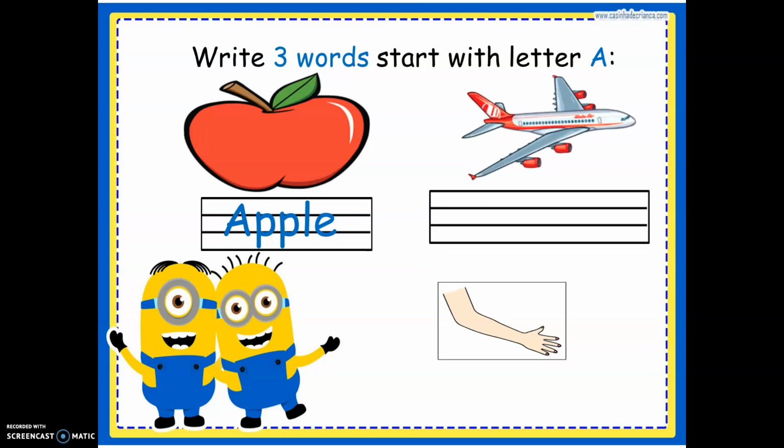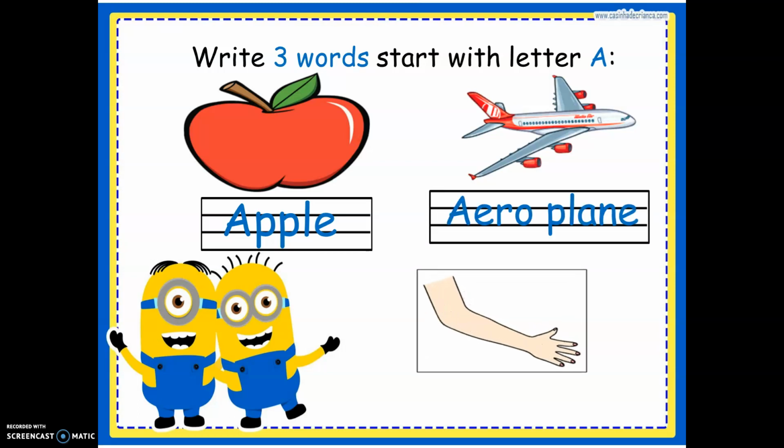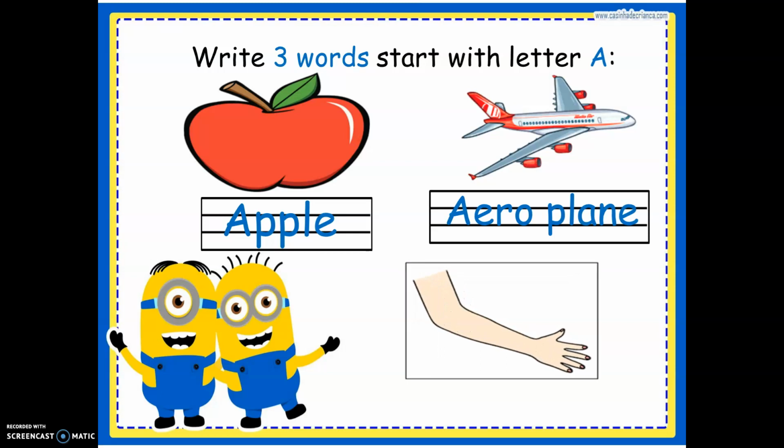Number 2, aeroplane. A-E-R-O-P-L-A-N-E. And number 3 is arm. A-R-M. So these are 3 words.